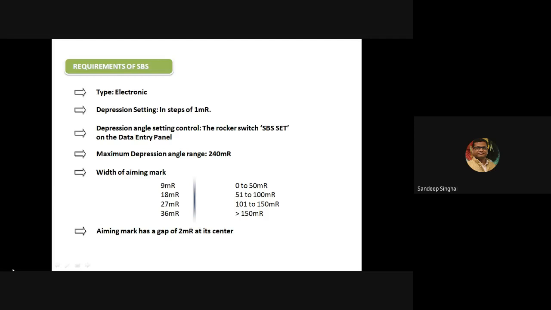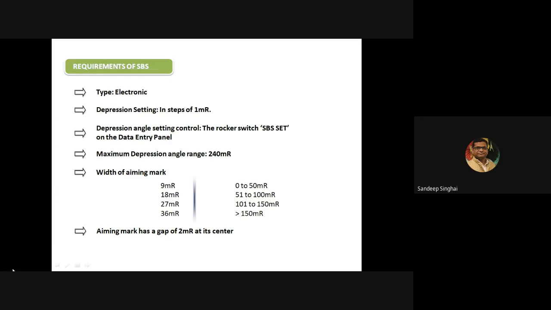So this electronic SBS is useful. It is dynamic, but the only impediment is that the HUD should be performing well. In case the HUD power supply has some issues, or its electronics have some issues, then this SBS will not work. That is the flip side of this.